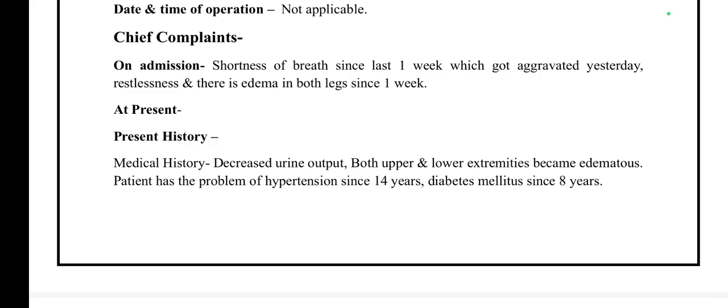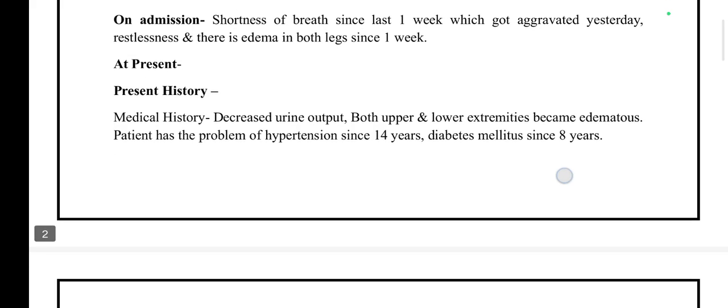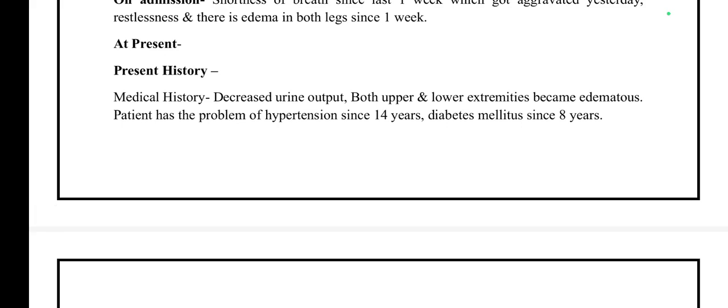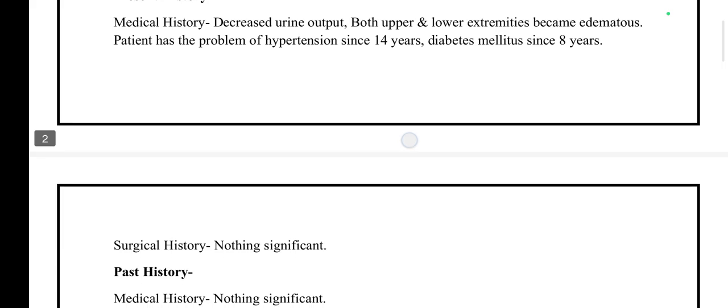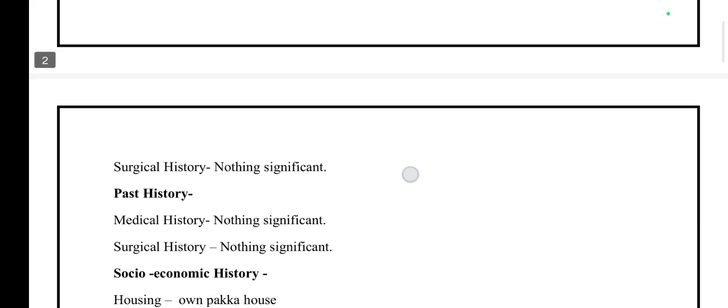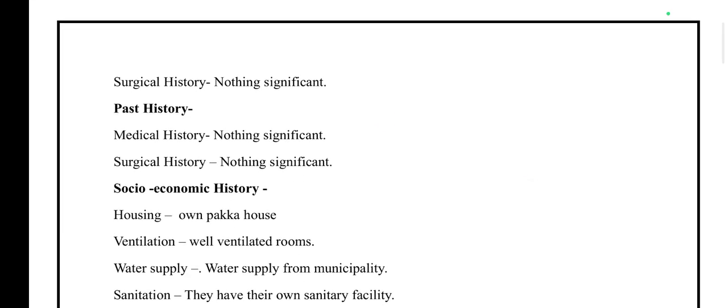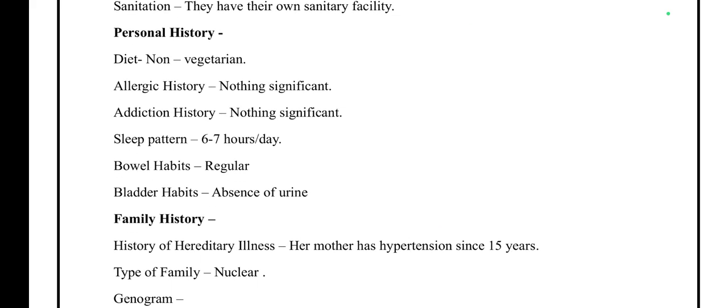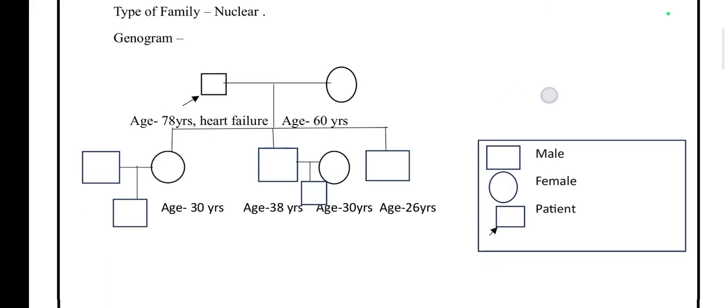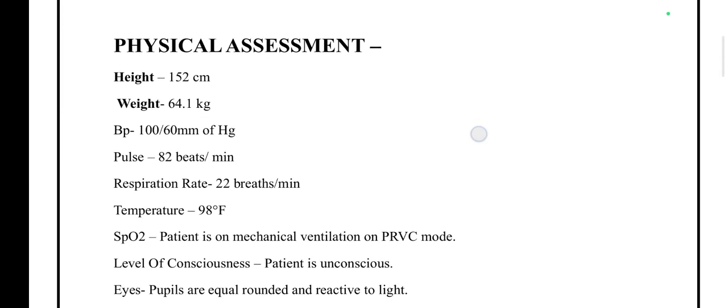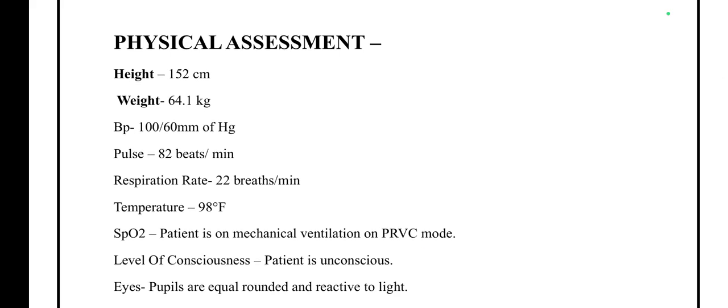The present history should explain the patient's present complaint, and there should be medical and surgical history. Next, the past history, medical and surgical both. Then socioeconomic history, personal history, family history, which were all already discussed in the previous video. So that should be completed. Next, the family genogram.